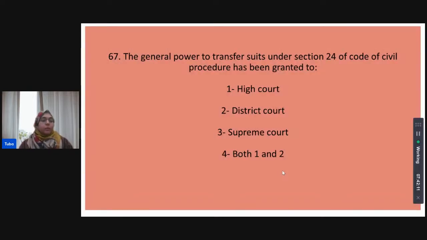The general power to transfer suits under Section 24 of the Code of Civil Procedure has been granted to which of the following? The High Court, the District Court, the Supreme Court, or both A and B? So both High and District Court. This is the power to transfer suits under Section 24 of CPC.